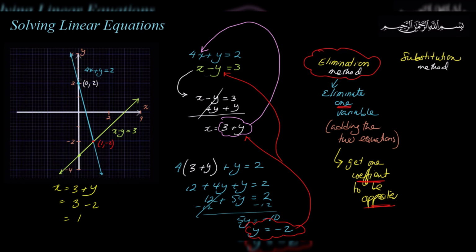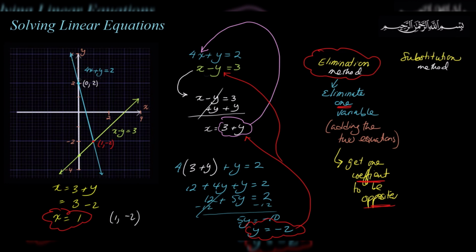So there we go. We found our x value. So that's how you solve using the substitution method. So x is 1 here, y is -2. As you can see, we used elimination method and substitution method.